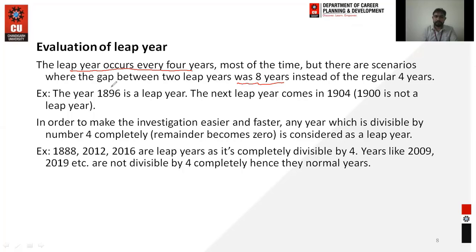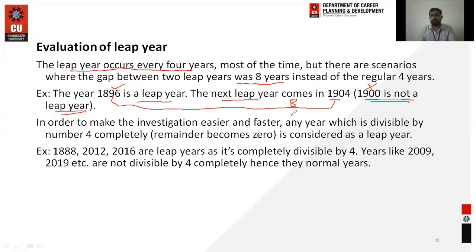For example, 1896 is a leap year. In the next 4 years, it will be 1900. It is not a leap year. The next leap year will come in 1904. As such, you can see there is an interval of 8 years. So there is always an exception.